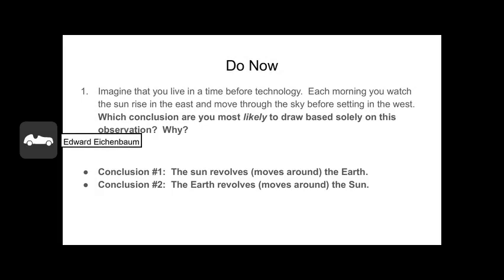This do now will help you understand the perspective of early people and why they had a geocentric view of the universe prior to understanding that the sun was the center of the universe. When I say go, please begin the do now. And then you can stop at the buzzer in 3 minutes. Three, two, one, go.